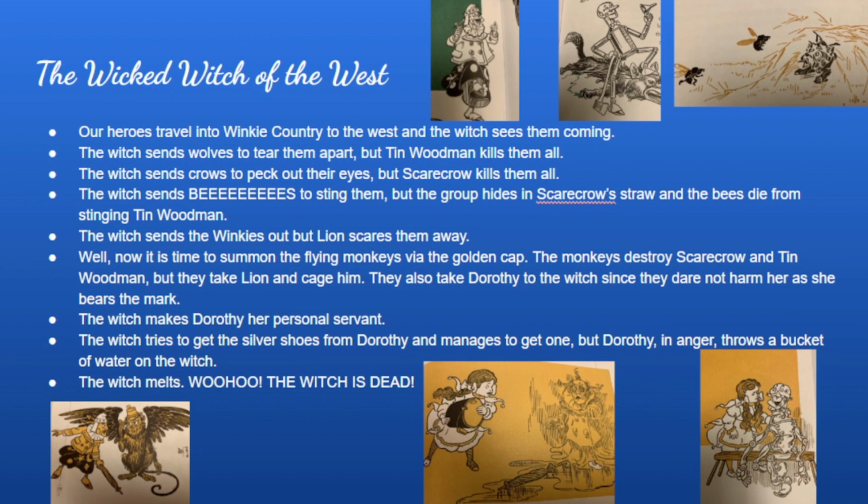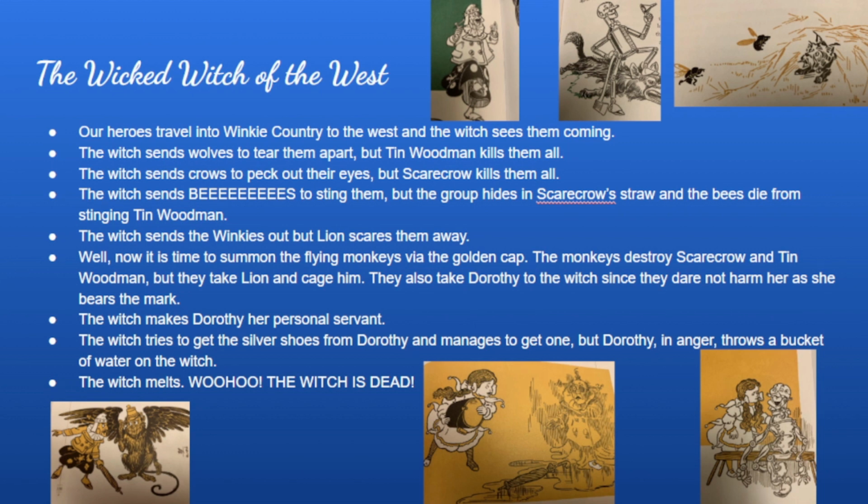The witch uses her last resort, the golden cap that summons the flying monkeys. She tells the flying monkeys to destroy everyone except Lion, since she plans to harness him like a horse and make him work. The monkeys scatter Scarecrow's straw, drop Tin Woodman onto some rocks, which dents him pretty badly, cage Lion, and capture Dorothy and Toto. They dare not try to hurt Dorothy, since she carries the mark of the Good Witch of the North.